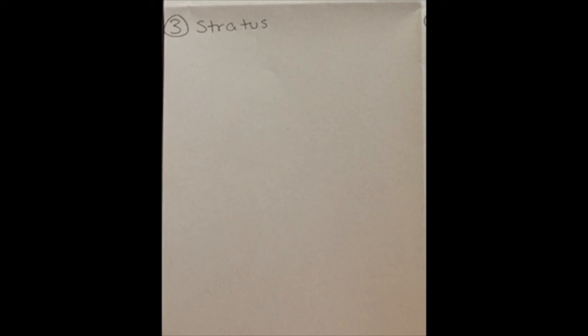Fog is actually a cloud that is touching the ground. Anyway, so for section number 3, you're going to write the word stratus. It's spelled S-T-R-A-T-U-S. So for this one, you're going to take toilet paper or paper towel and you're going to create layers on your page. So please go ahead and do so.